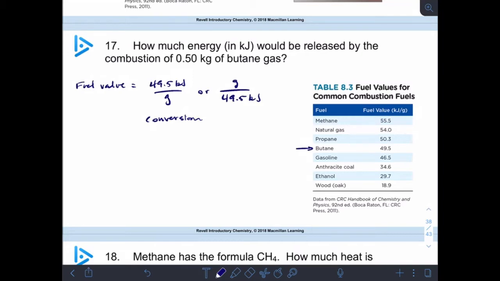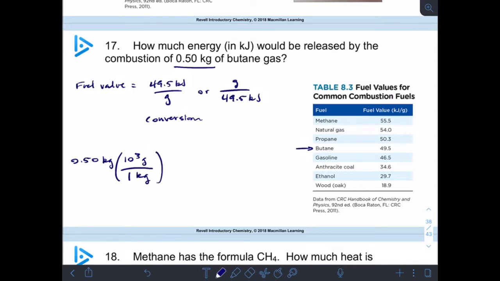Okay, so I'm given information in mass, 0.5 kilograms. If I convert that to grams, I can use one of my fuel value conversions to give me energy. So let's set that problem up. We're going to start with our given information, 0.5 kilograms. I'm going to convert that to grams, and there's 10 to the 3 grams in 1 kilogram. That converts my kilograms to grams.